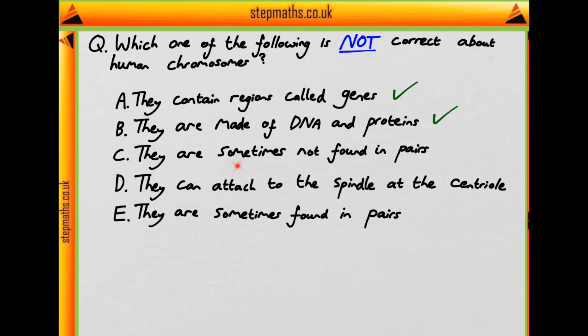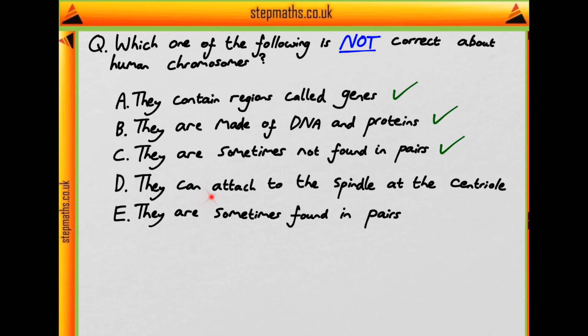So next, they're sometimes not found in pairs. So we know that this is true for gametes, such as sperm and egg, which only carry one allele for each gene, and this is because they only carry one copy of each human chromosome.